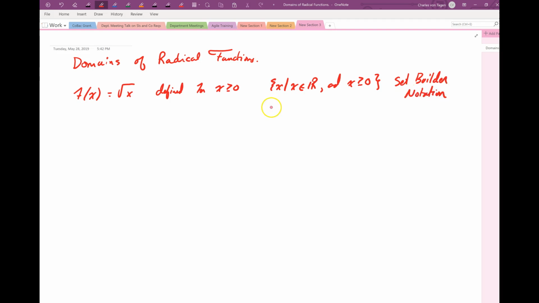Or we could go ahead and give the domain in interval notation, and you need to be comfortable with looking at it or giving it in either way. So this is what we call interval notation.